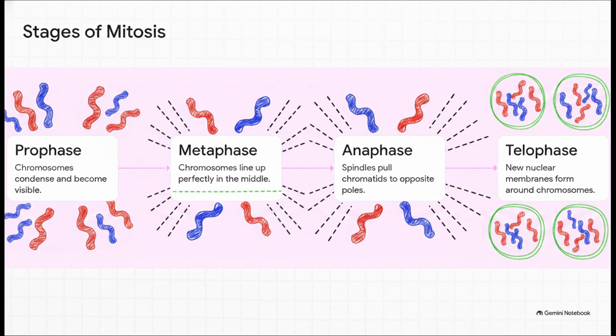This is where the cell's spindle apparatus, which is made of these incredibly precise microtubule fibers, physically yanks the chromatids apart to opposite poles of the cell. And finally, telophase, where brand new nuclear membranes start forming around those two separated sets of chromosomes.